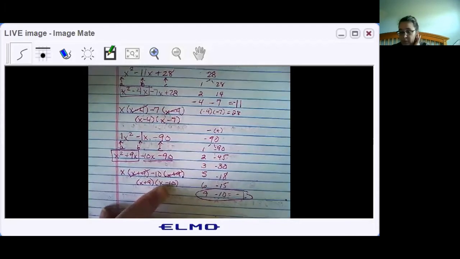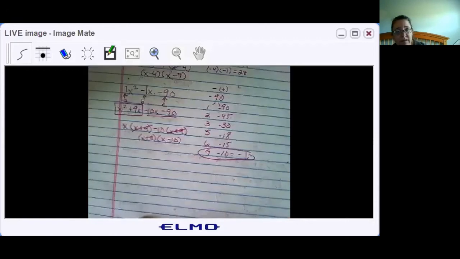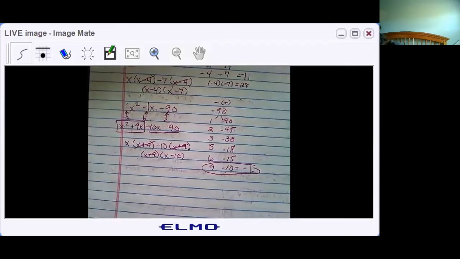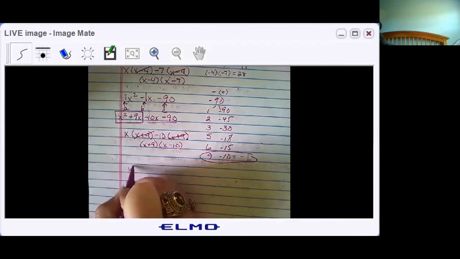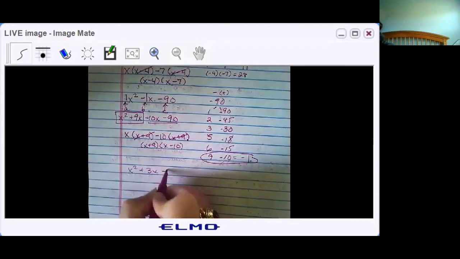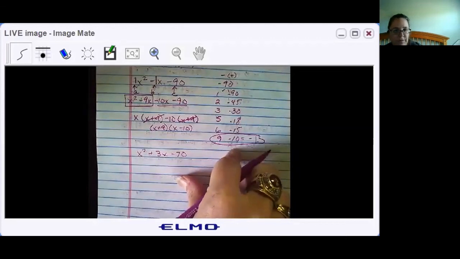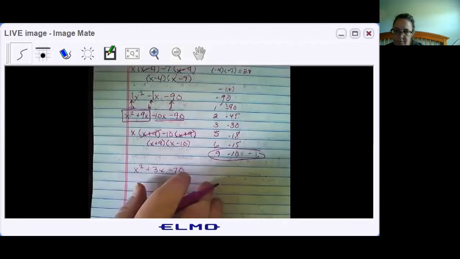Now, I'm going to put one up and I'm going to give you about 3 minutes to try and get it done, okay? Following the steps that we've already done, I want you to take x squared plus 3x minus 70 and factor it. Make sure you show your work and show your reasoning, okay? You've got 3 minutes.